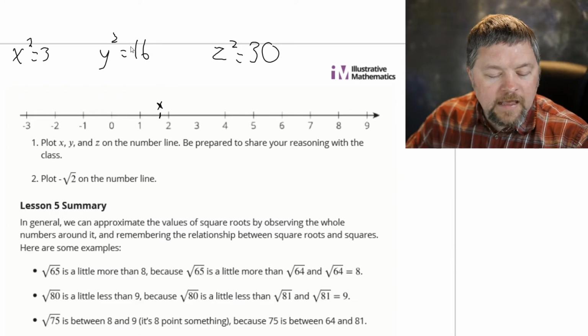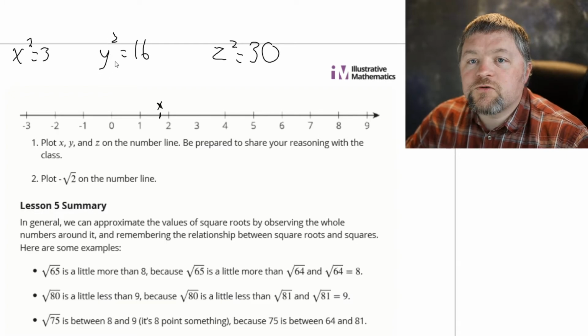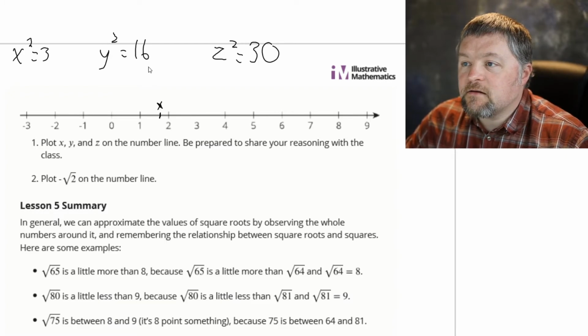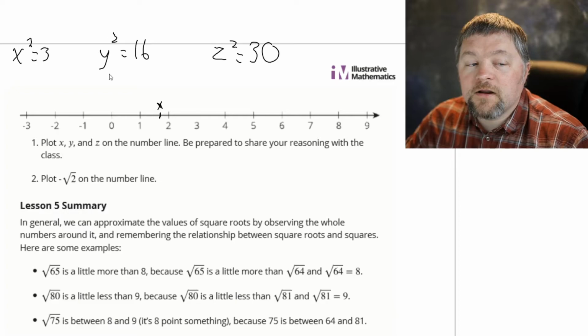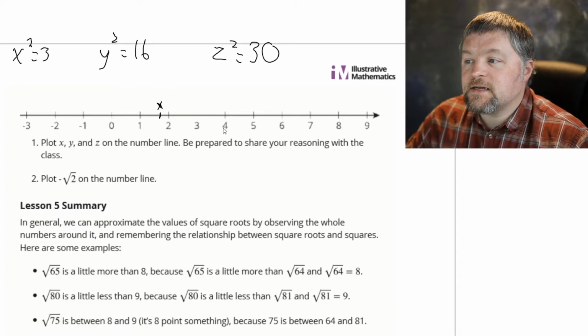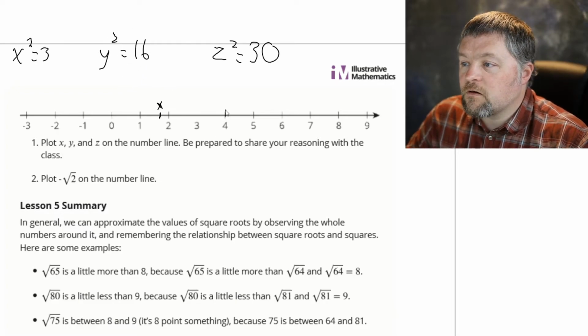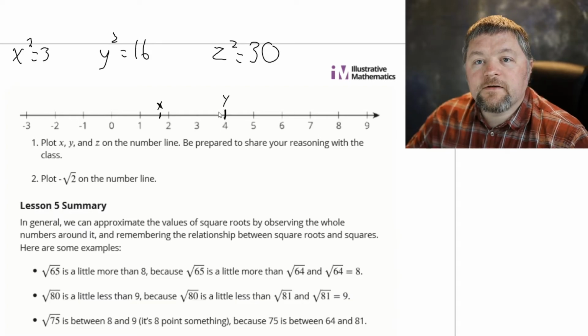Okay, our next one, y squared equals 16, is a little easier. What number do we square and get 16? Well, that is 4. 4 times 4, 4 squared is 16. So there is our y value.